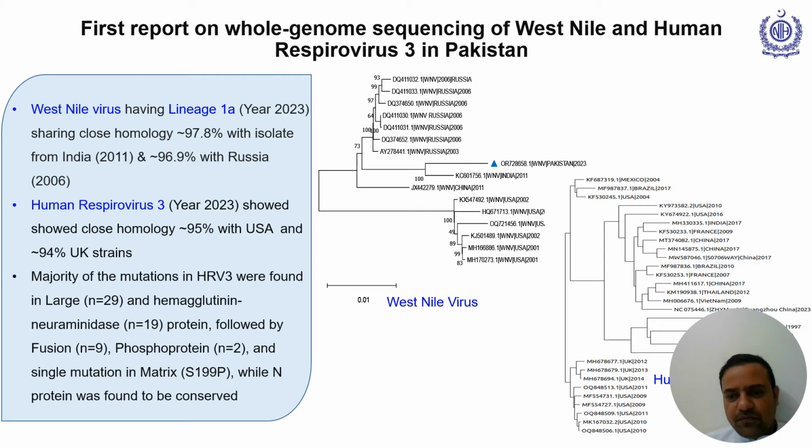We have a report of a West Nile serological study being done in Pakistan, but the sequence of the virus is not available from Pakistan. So we did that, and the virus again showed homology with strains from India and Russia.